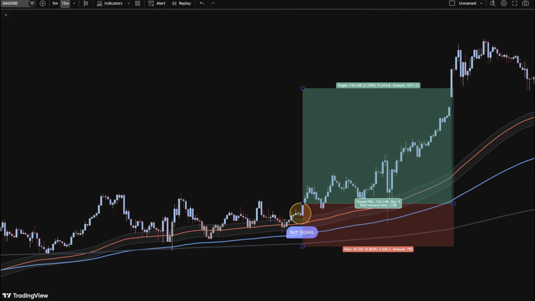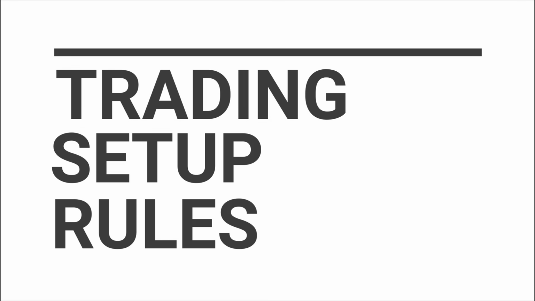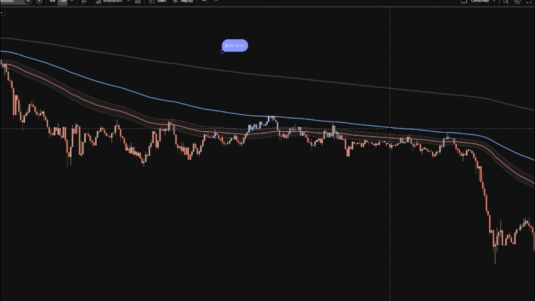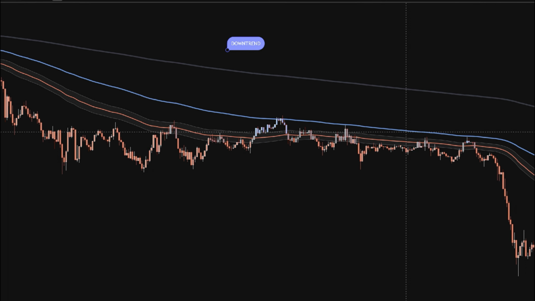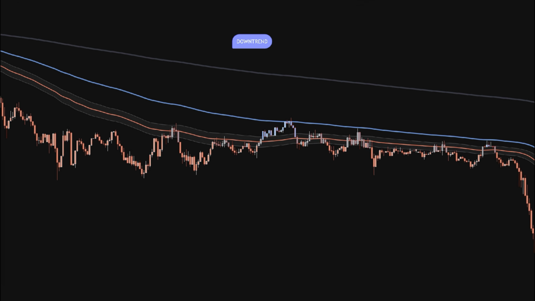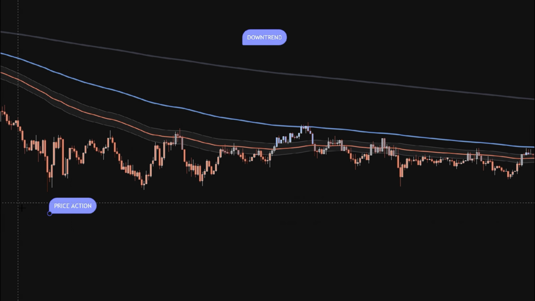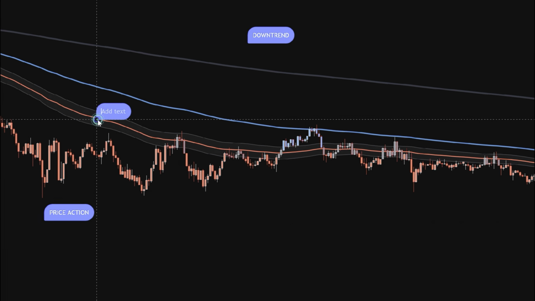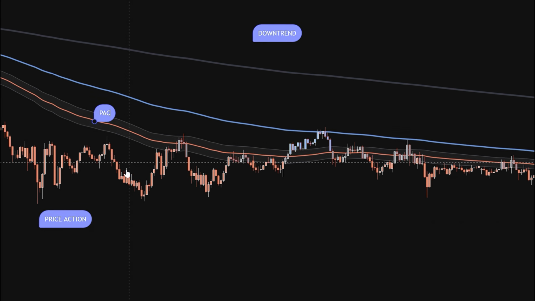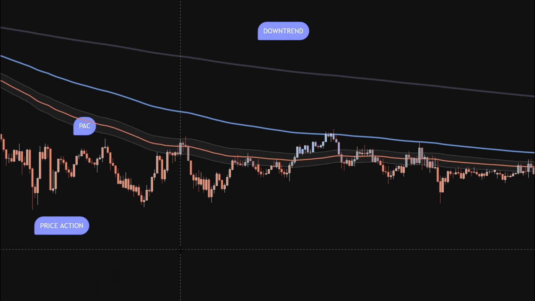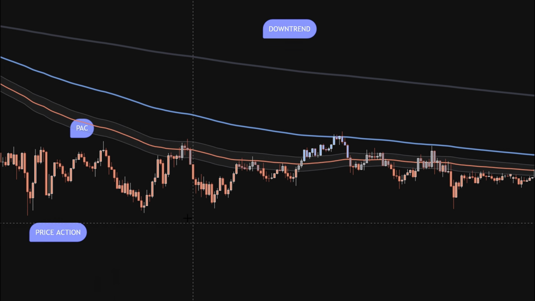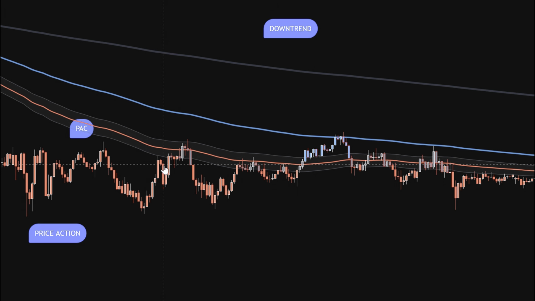Here's what matters. Trading rules. Gold 15-minute chart. Price is below the 200 and the 600. The trend is down. So we only look for short trade opportunities. No long trades, none. I don't care if you see a bullish candle. I don't care if the indicator turns green. If the trend is down, we trade down, period. So how do we trade?